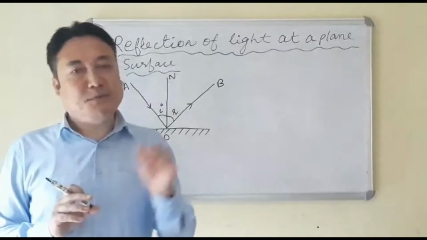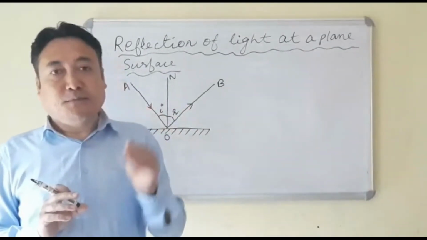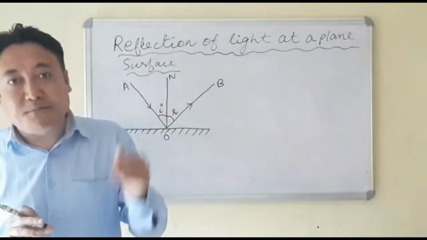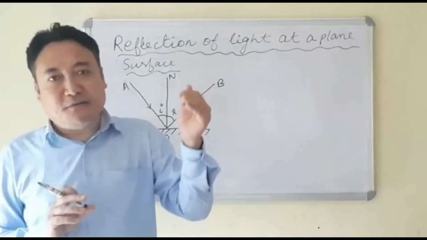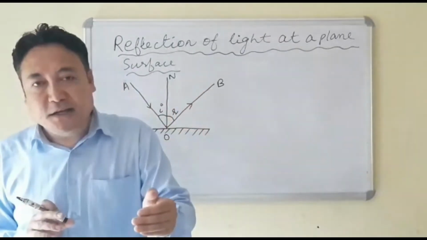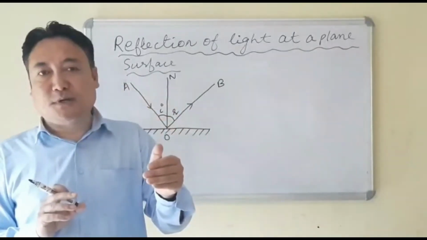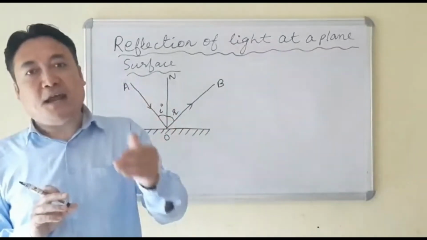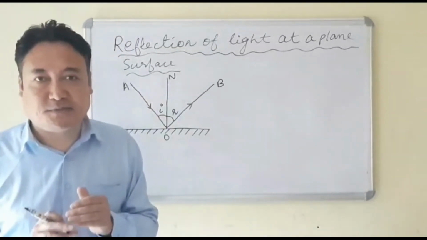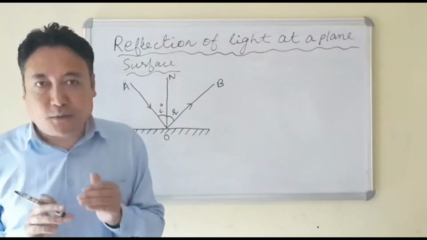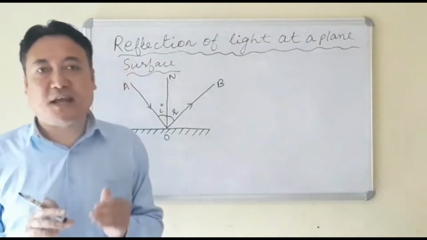So one is the medium, and reflection of light takes place when the ray of light passes only in one medium. That means when the ray of light passes through air, reflection of light takes place. But if the ray of light passes from one medium to another medium, that is, if the ray of light is passing through air and enters the glass, then reflection of light does not take place. In that case, refraction of light takes place.